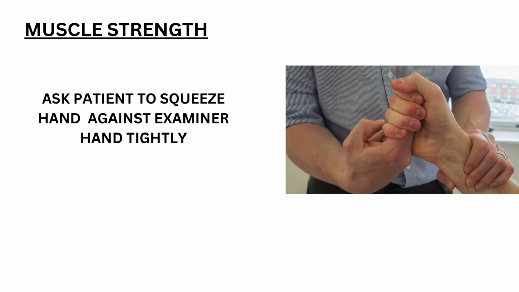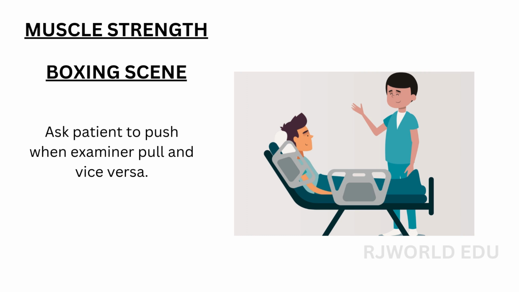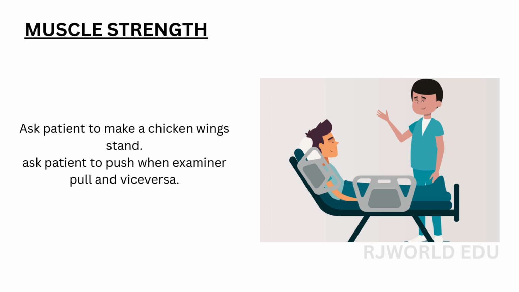Muscle strength. Ask the patient to squeeze the examiner's hand tightly. Boxing scene: ask the patient to make a boxing stance, then push when the examiner pulls and vice versa. Ask the patient to make a chicken wing stand, then push when the examiner pulls and vice versa.